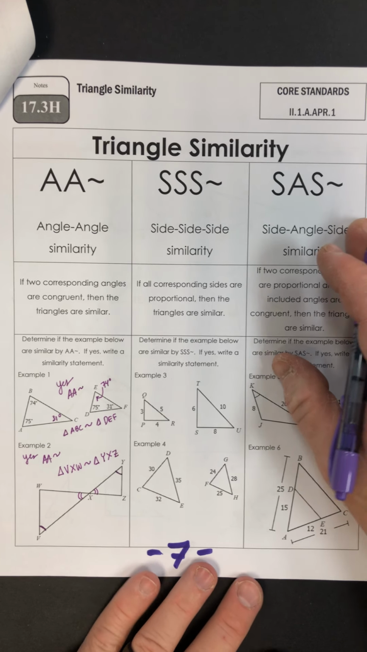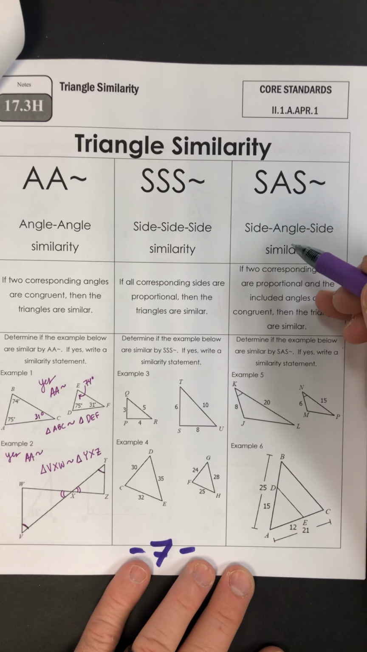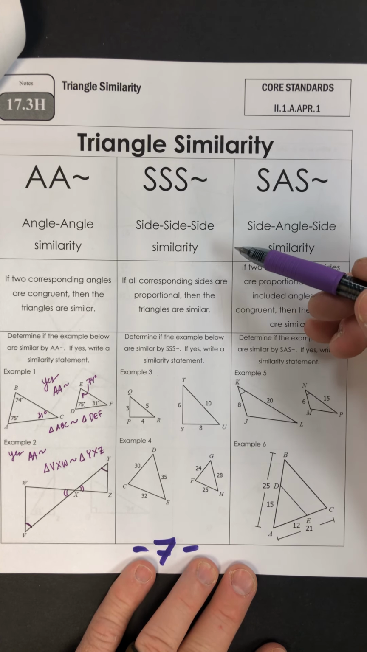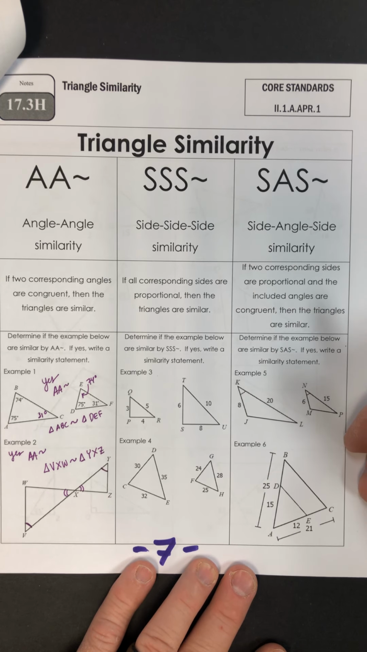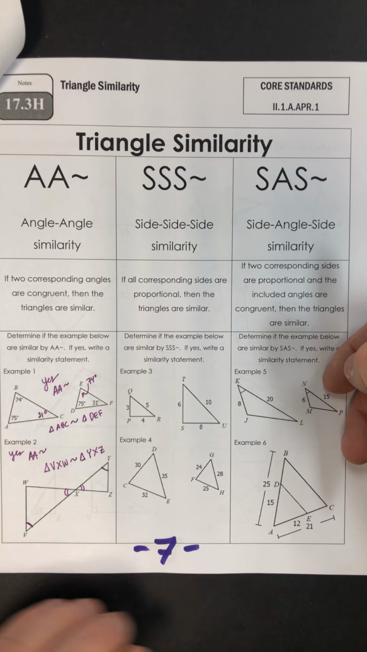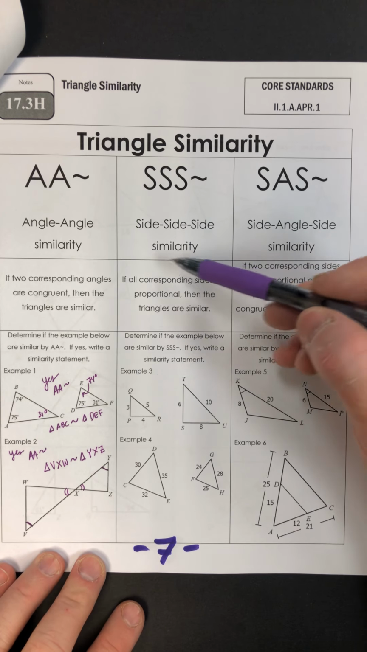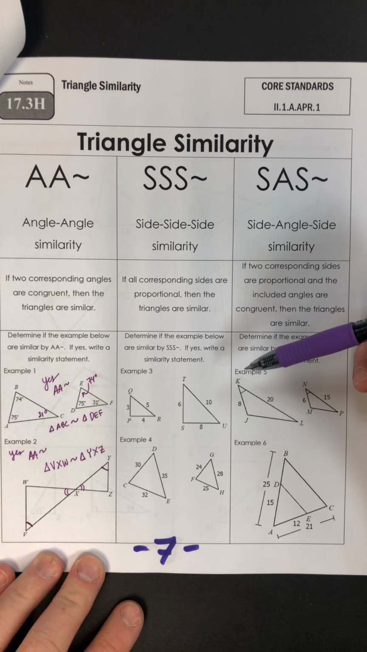Okay. Side similarity. Now, this is referring to the sides. The sides have to be proportional. So you have to match up all the sides, set them up as fractions, and make sure that the ratio, or that fraction, equals in all three cases. So side similarity: if all corresponding sides are proportional, then the triangles are similar.